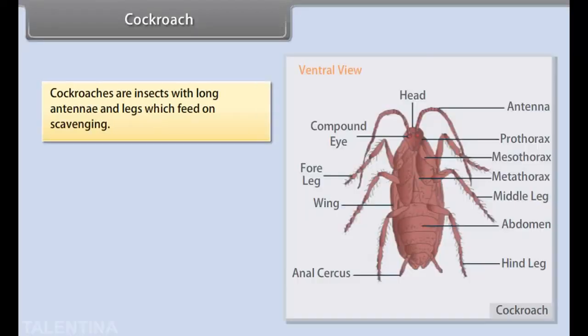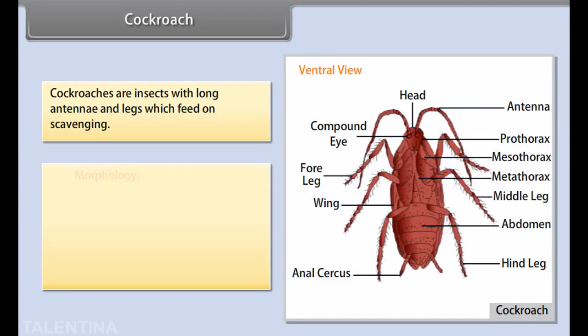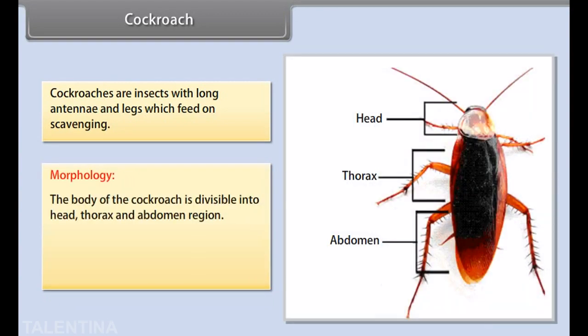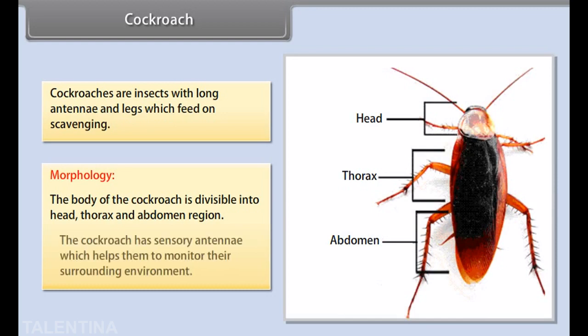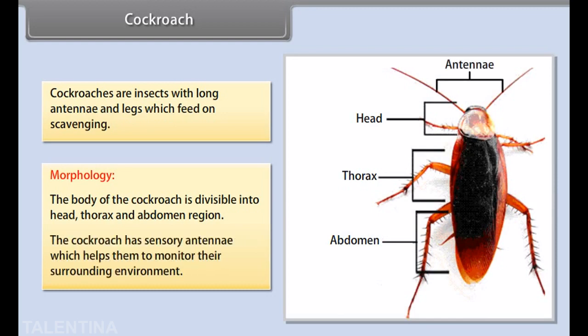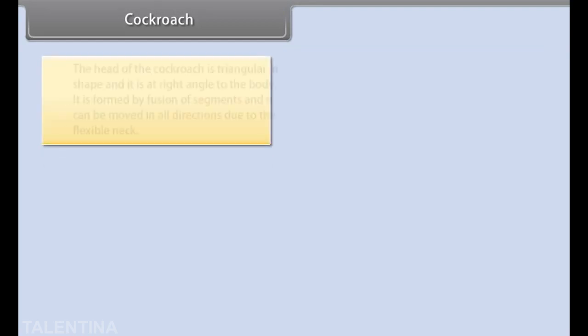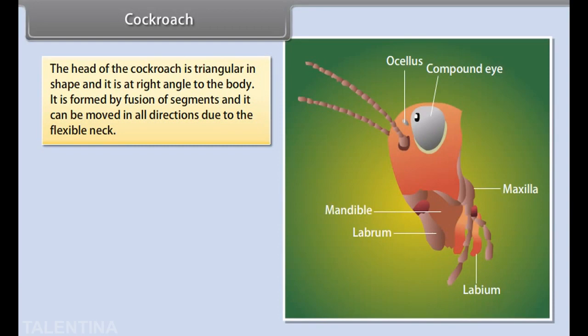Cockroach. Cockroaches are insects with long antennae and legs which feed on scavenging. Morphology. The body of the cockroach is divisible into head, thorax, and abdomen regions. The cockroach has sensory antennae which help them to monitor their surrounding environment. The head of the cockroach is triangular in shape and it is at right angle to the body.